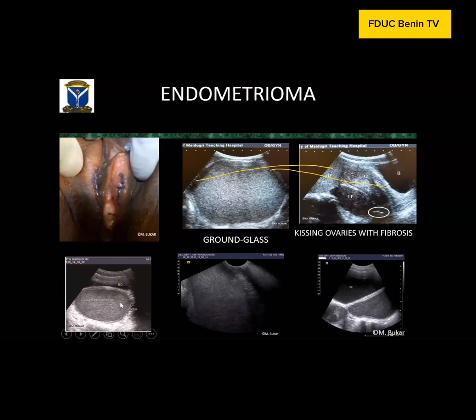Now, this is a case of transverse vaginal septum. This is a transrectal ultrasound scan. You can see a case of hematocolpos. This is the same patient with hematometrocolpos. So not all ground glass appearances are endometriomas, because the contents of hematocolpos and endometrioma are the same. So the ultrasound appearances will also be the same.